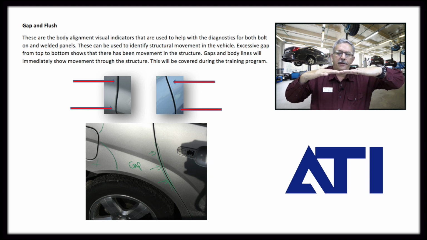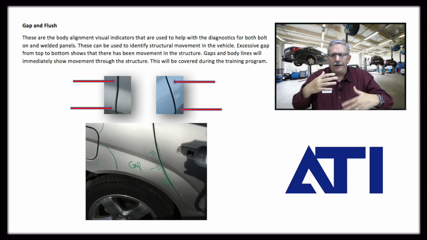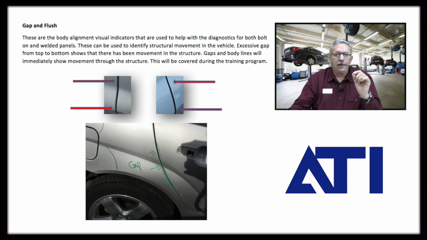So if I have the front of the car here, I've got the rear of the car here, the rear of the car deflects upward and stays, that's going to give me wide gaps on the bottom, narrow gaps on the top. That's going to tell me that I've got deflection. Very simple way to look at this. We'll go into this training in much further detail in later segments.